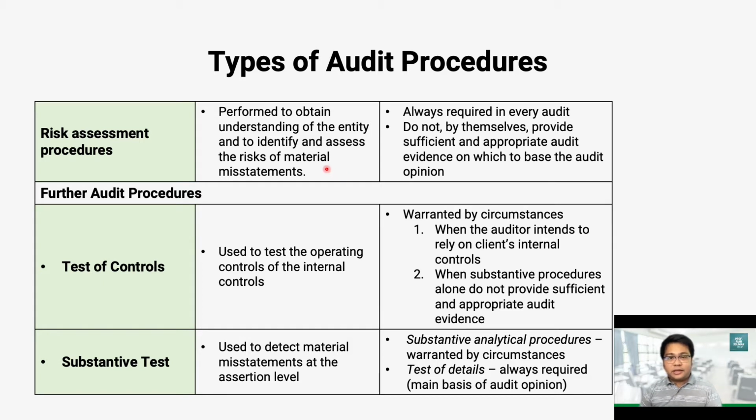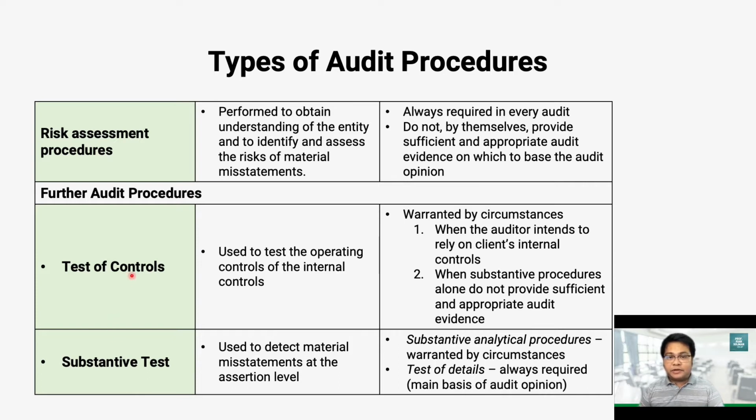Now take note that this type of audit procedure, risk assessment procedure, is always required in every audit. We always perform risk assessment procedures in every audit. However, risk assessment procedures alone do not provide sufficient and appropriate evidence for us to base our audit opinion. So we'll always have to perform further audit procedures as an appropriate response to the risks that we have identified. Therefore, we have further audit procedures and we have two types: the test of controls and the substantive test procedures.